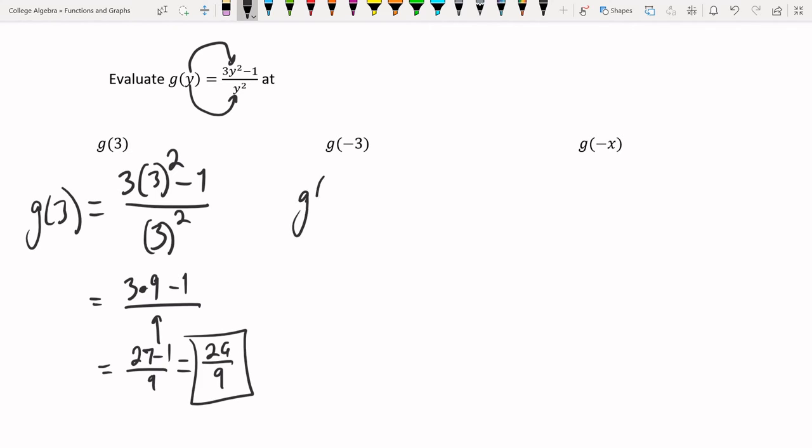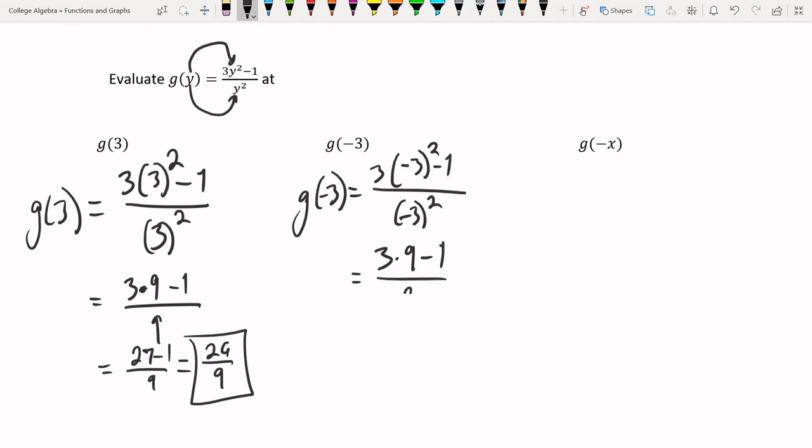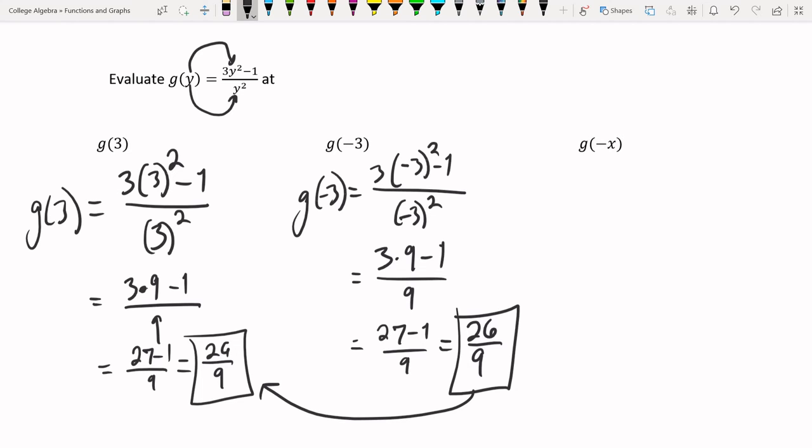Plugging in negative 3. 3 times y squared, so negative 3 squared, minus 1, over y squared, so negative 3 squared. Negative 3 squared is 9. 3 times 9 is 27, minus 1. And we get 26 over 9. The same answer, right? So that makes us wonder, well, if we plug in something and the negative of itself, what happens? This should be y here. Let me change that.